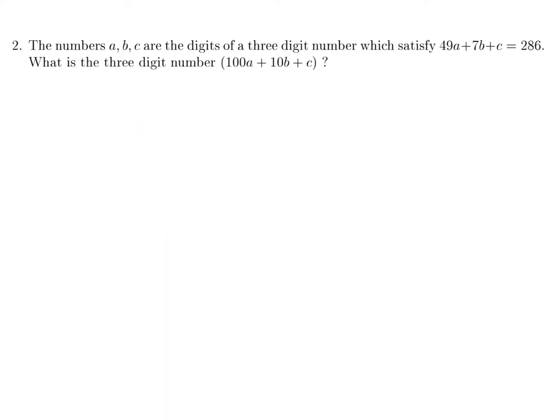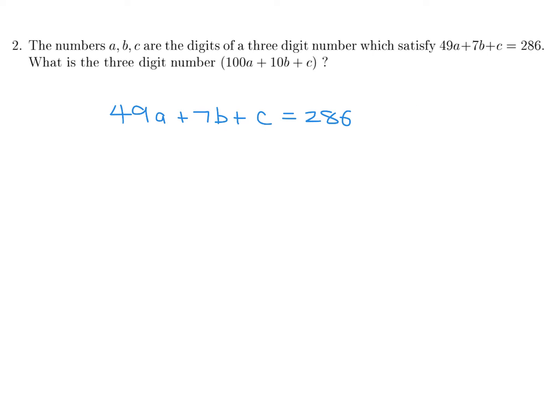The numbers a, b, c are the digits of a 3-digit number, which satisfy 49a plus 7b plus c is equal to 286. What is the 3-digit number 100a plus 10b plus c? We are given that 49a plus 7b plus c is equal to 286. All right, so we've got to do a little bit of fiddling around and see what we can come up with. So all of this has to equal 286, right?